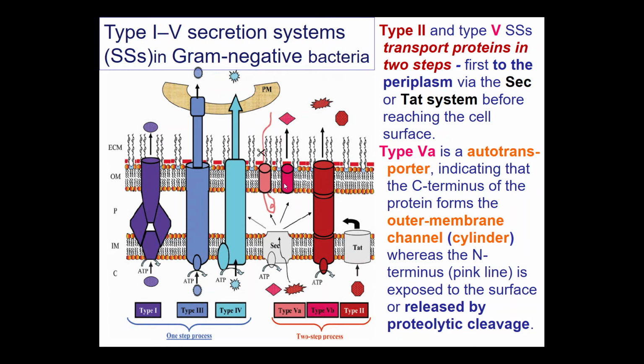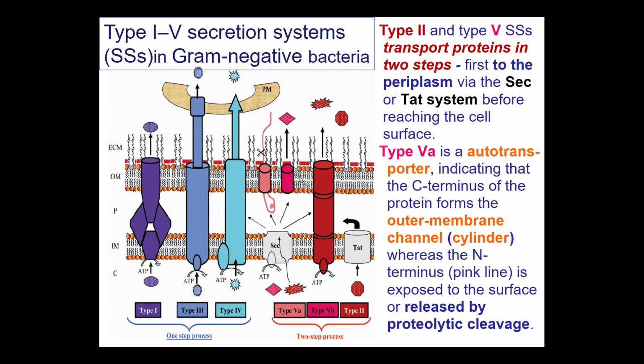Type 2 and 5 are different from types 1, 3, and 4 because the release of products from the producing cells occurs in two steps. The first step of secretion is associated with transmembrane proteins named SecA, SEC, and TAT.